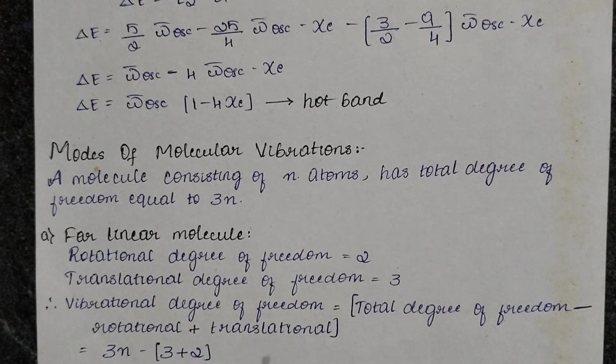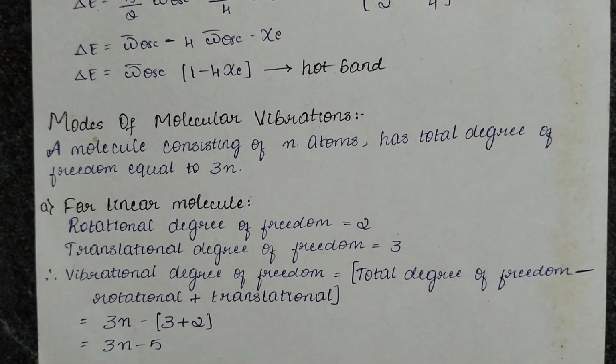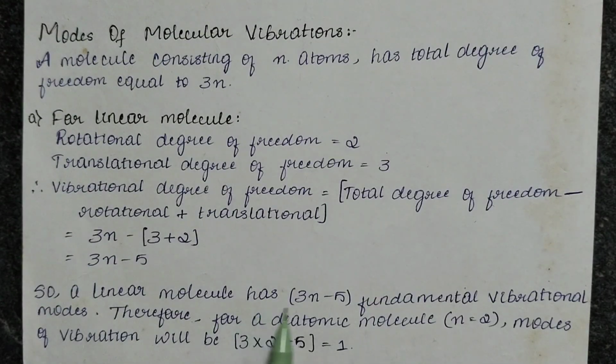So when we have to calculate the total degree of freedom, as mentioned before, the total degree of freedom a molecule can have is 3n. Substituting the corresponding values in this equation, the total degree of freedom is 3n, minus the rotational degree of freedom, which is 2, and the translational degree of freedom, which is 3. So 2 plus 3 will be 5, and therefore the equation to calculate the number of vibrational degrees of freedom for a linear molecule will be 3n minus 5, where n is the number of atoms present in that particular molecule.